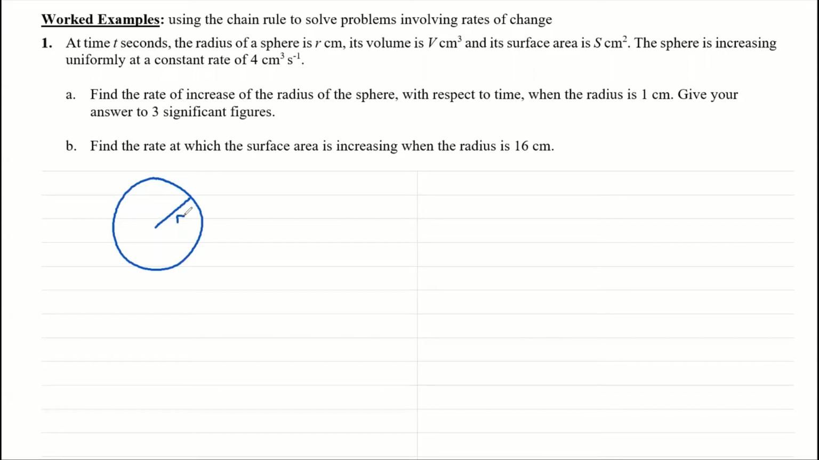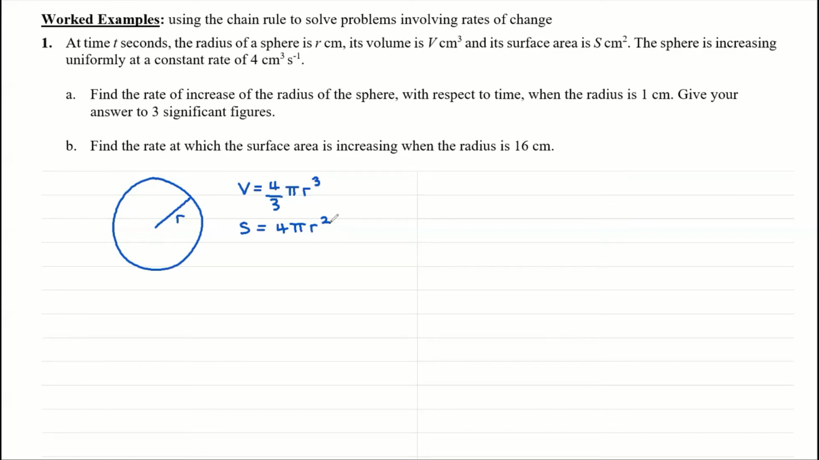So we go to our front sheet of the lesson, and I've given you all the information you need for this. So the volume is 4/3 pi r cubed for a sphere. The surface area is 4 pi r squared. So that's using the first sentence.